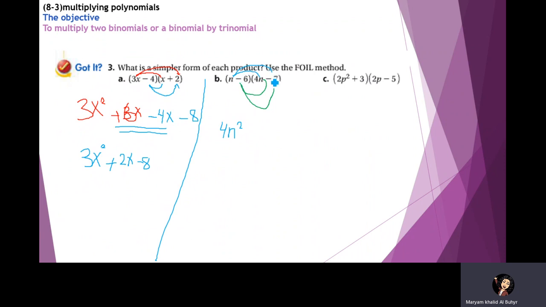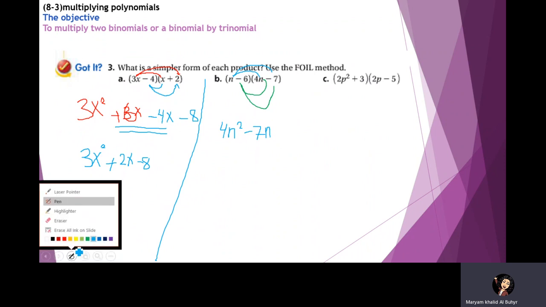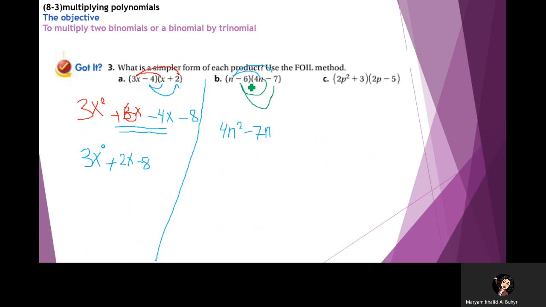Again, first by second, it will be minus 7n. Now, let me change the color for you to show you what I'm doing. Second by first, it will be 6 times 4, which is 24, but I have negative, so it will be negative 24n. Negative 6 times negative 7, negative and negative, be careful, it will be positive. So 6 times 7, it's going to be 42.